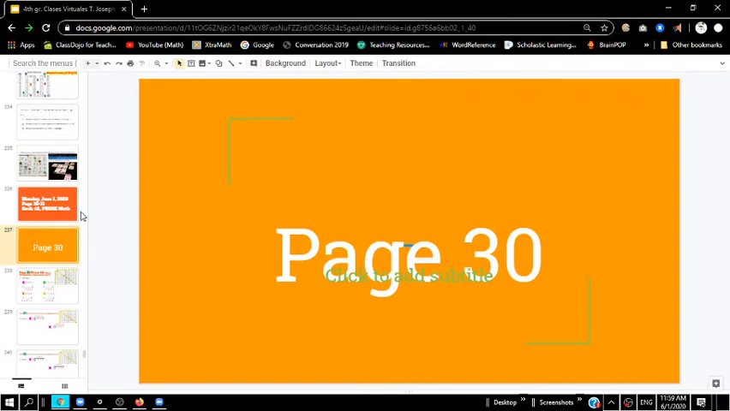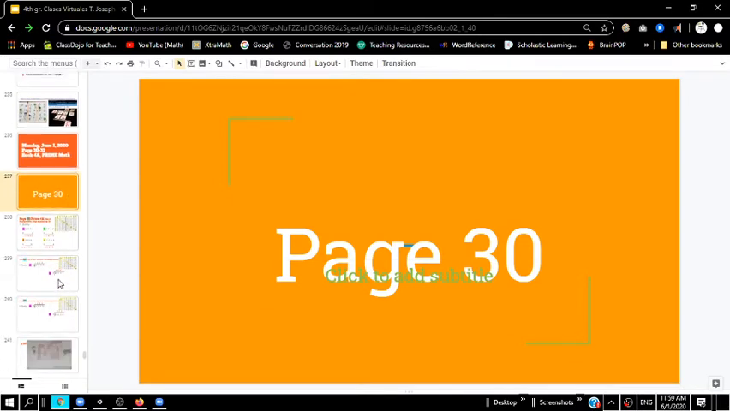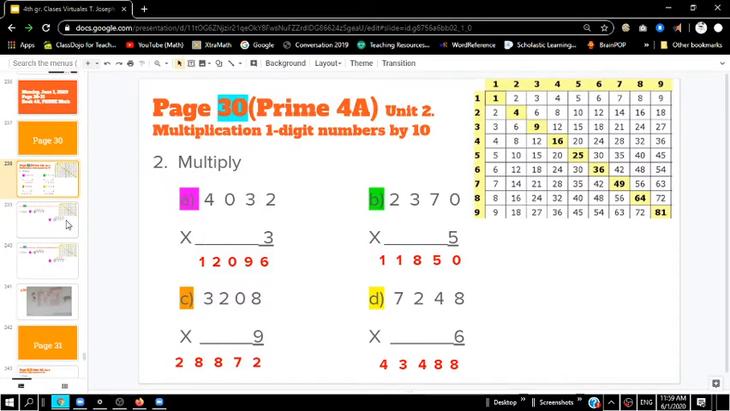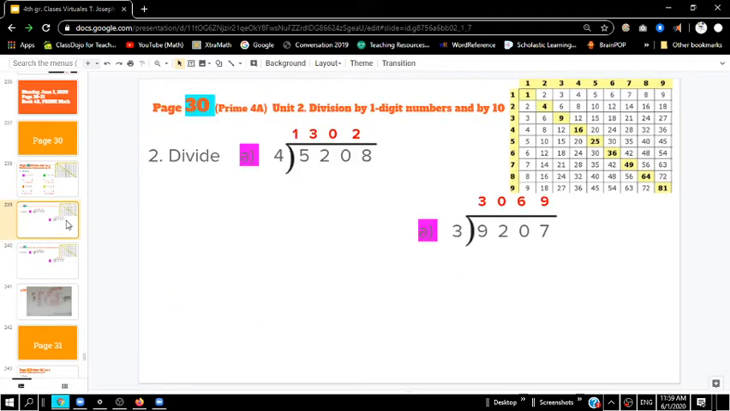So on page 30, boys and girls, we were doing some practice problems with multiplication and division. So check your answers if you didn't get those. Pause the video and check to make sure that you did them correctly. We were also working with the long division concept.